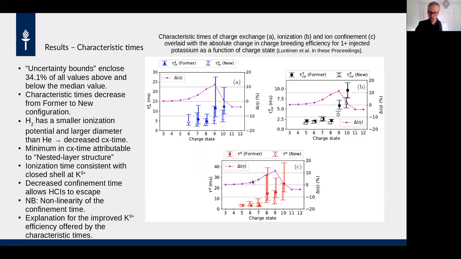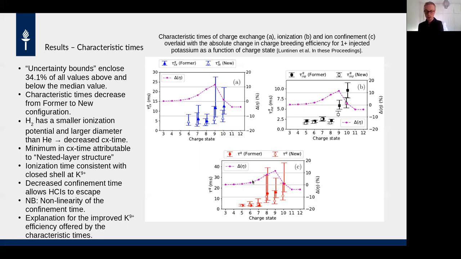The uncertainty bounds are defined such that they enclose 34.1% of all characteristic time values above and below the median value, which is represented by the data point. If we were able to impose stricter constraints on the electron density and average energy, we would obtain smaller uncertainty bounds. Hence, the following interpretations have been made based on the median values. Some decrease can be seen in each of the characteristic times.